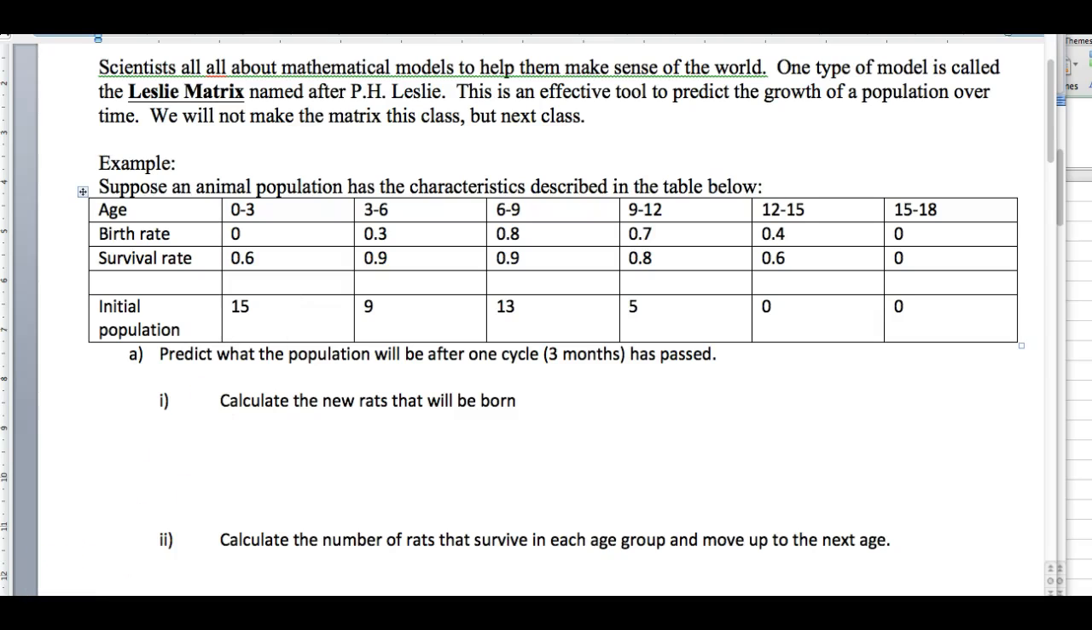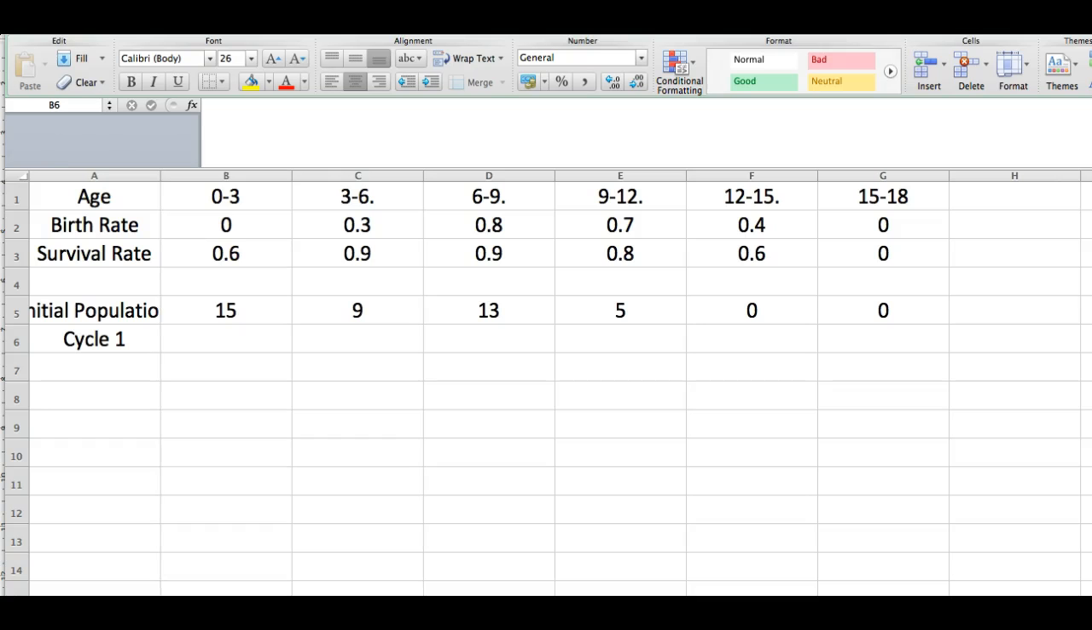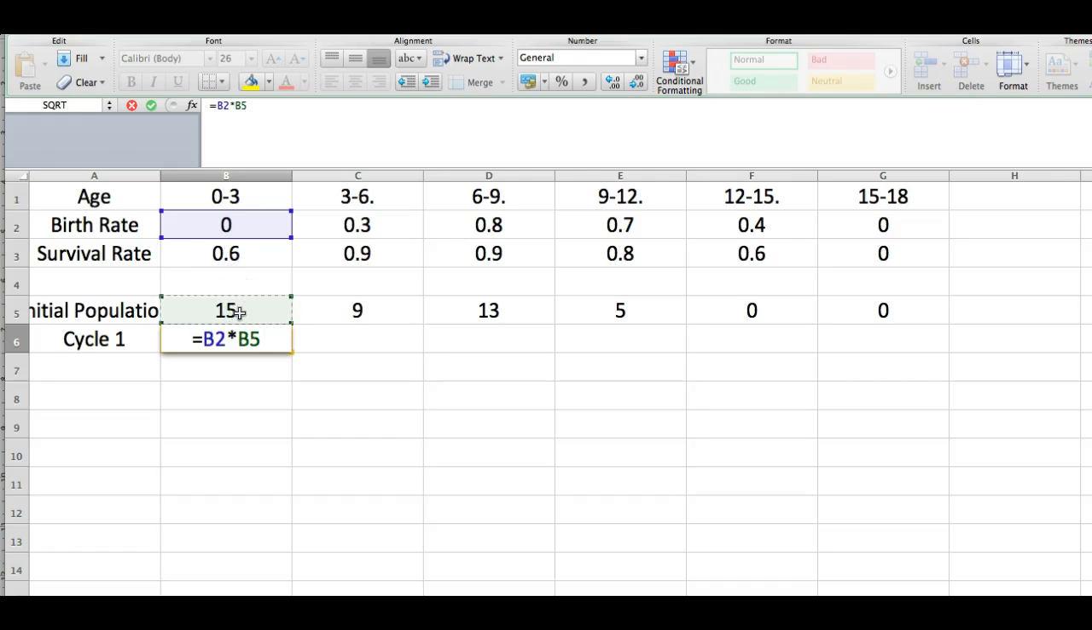Okay, so let's see what happens to the population over the course of time. To calculate the new rats that will be born, all we do is take the birth rate times this, and add them all up. If you want to do a spreadsheet, get the spreadsheet open and we can do this. Copy this information in. After one cycle, which means a 3-month period, because these are going to be months, we want to find the new babies. The new babies are found by taking the birth rate of the category and multiplying it by the initial population. Then we take the birth rate of this one and multiply it by the population in that category, and so on.